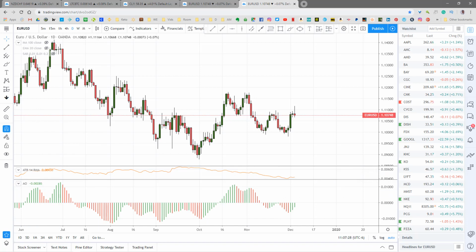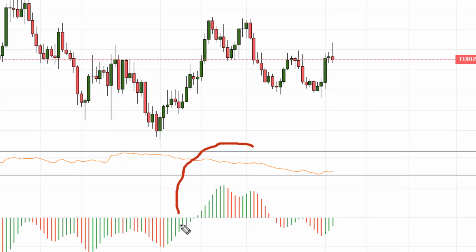Here's what we're going to look for to get our entries with the AO. To reduce confusion, I'm going to talk about sell signals first. So for right now, let's look at this situation right here. First thing you want to do is look for a high in the oscillator. Then you want to see a lower high in the oscillator.